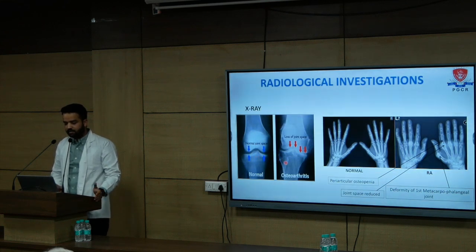But as we can see in the later stages of osteoarthritis, the joint space is reduced and there is presence of osteophytes. This is the X-ray of a normal hand, and in the patient of rheumatoid arthritis, we can see that the joint space is reduced with periarticular osteopenia and deformity of the first metacarpophalangeal joint.